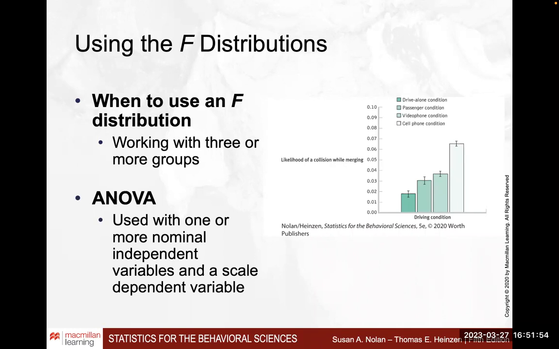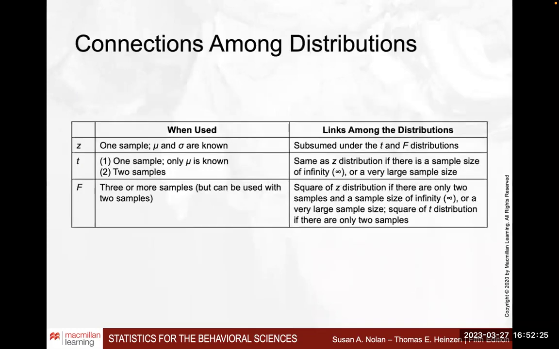If the subjects are different in these groups, then you use between groups. If they're the same, and they go through all these different stages, so the first drive alone, then the drive with a passenger, then the drive with a video phone, and then with a cell phone, then you have within groups ANOVA. Fairly logical, right? If it's only one independent variable, you use a one-way ANOVA. If you have two or more, then it's a two-way or three-way or more-way ANOVA. Simple. Good. So keep this in mind. This is basically the useful slide for that.